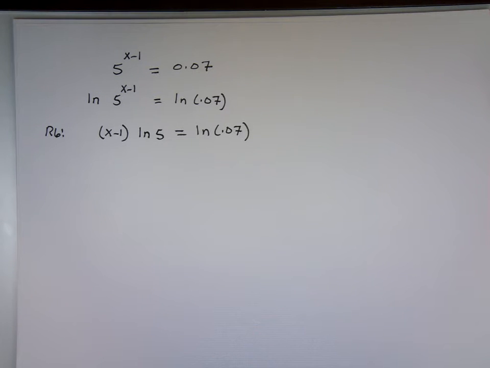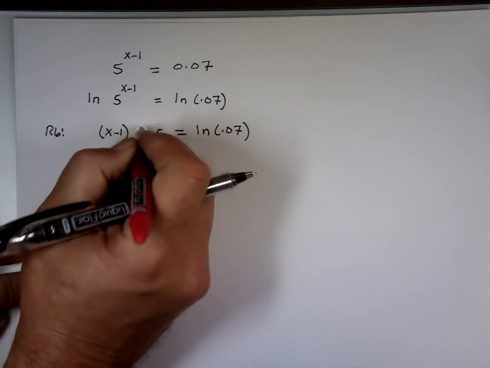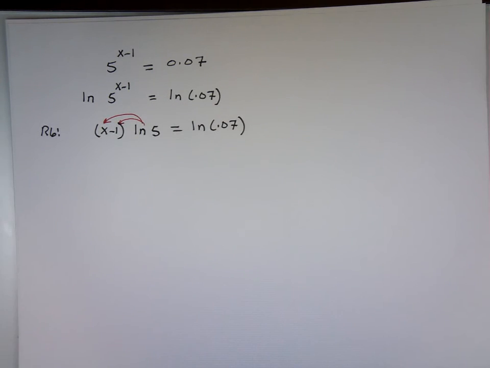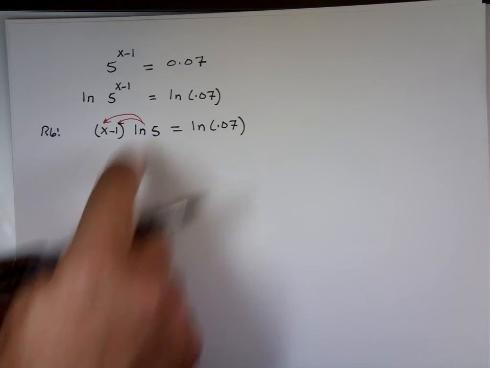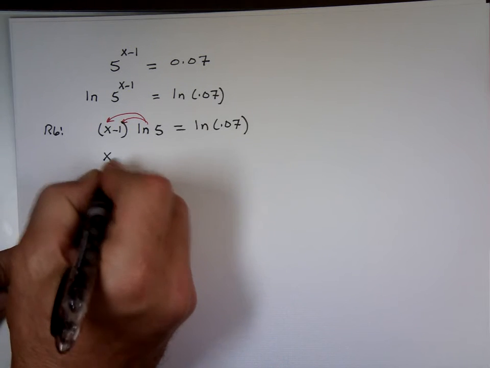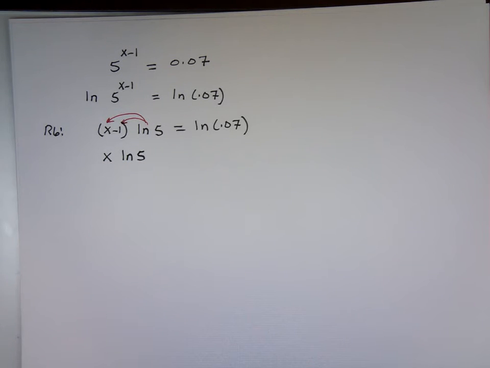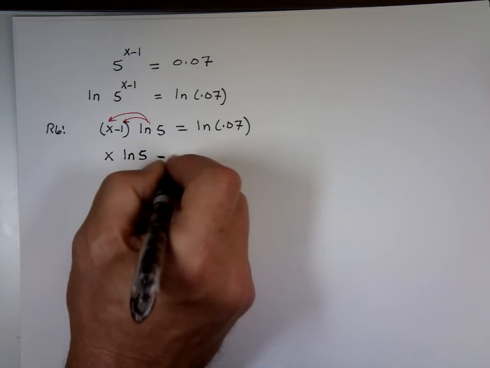And you're going to distribute that one. Natural log of 5 times x. I like to put the x first so people don't get confused. They think that's the natural log of 5x minus the natural log of 5.